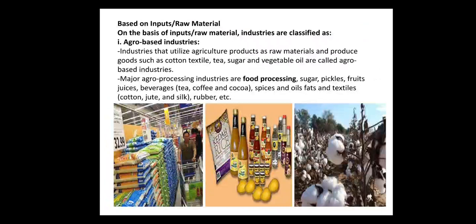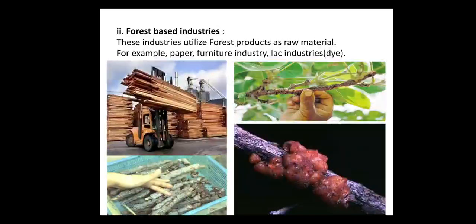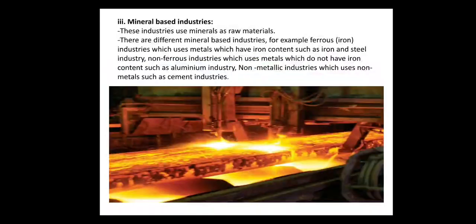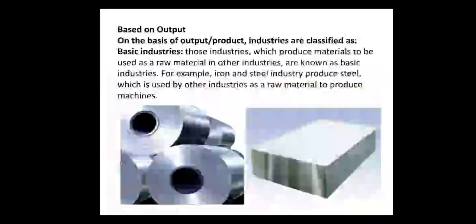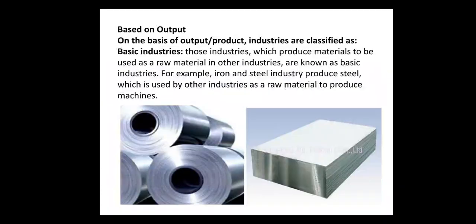So the second classification of industry is based on what? Input or raw material use. Based on input, the industries are classified into agro-based industries, forest-based industries, mineral-based industries, animal-based industries. Based on output, basic industries.